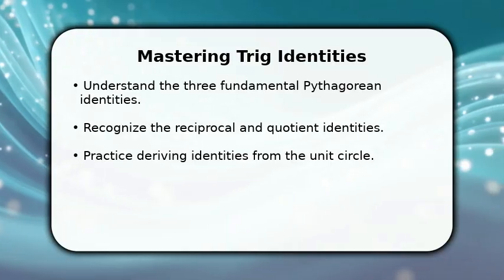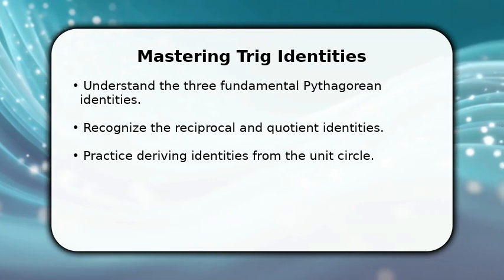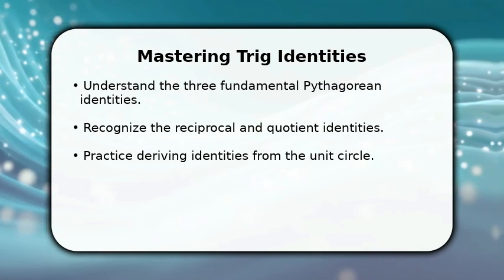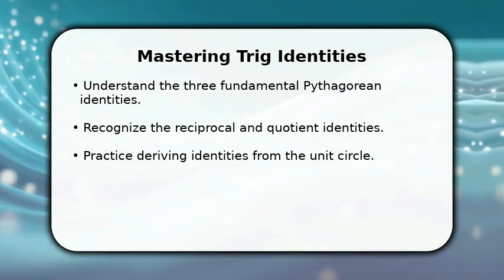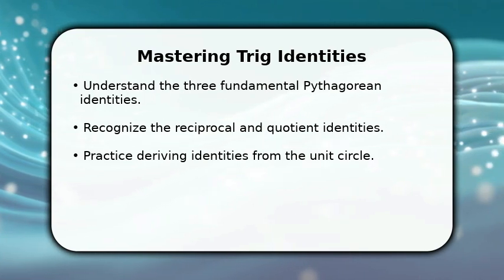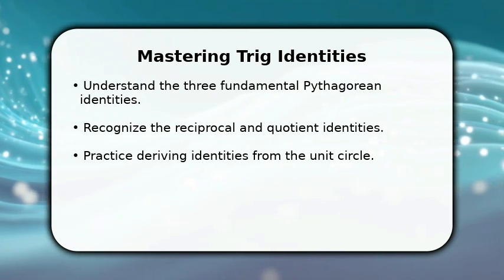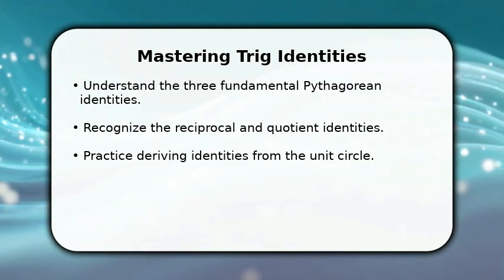In this video, I will explain how to learn trigonometry identities. First, focus on the three fundamental Pythagorean identities: sine squared plus cosine squared equals 1, 1 plus tangent squared equals secant squared, and 1 plus cotangent squared equals cosecant squared. These are your building blocks.